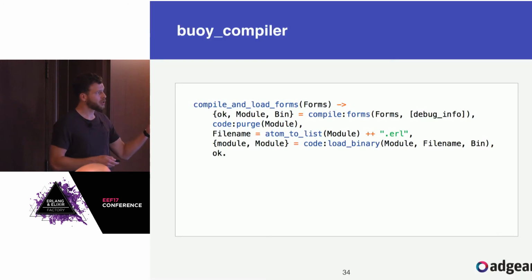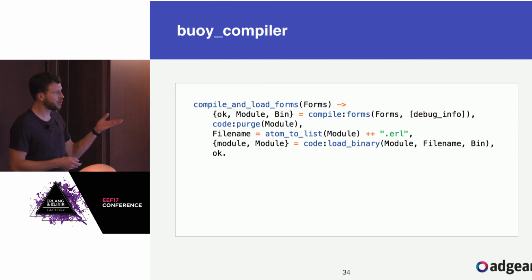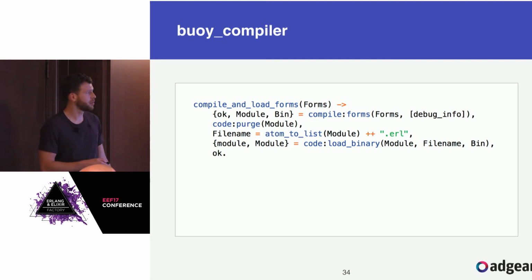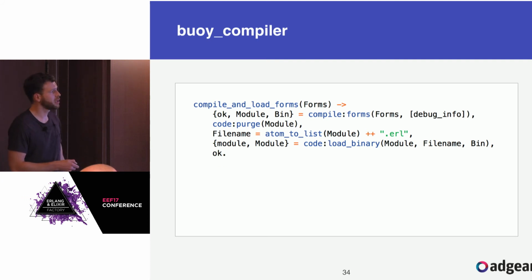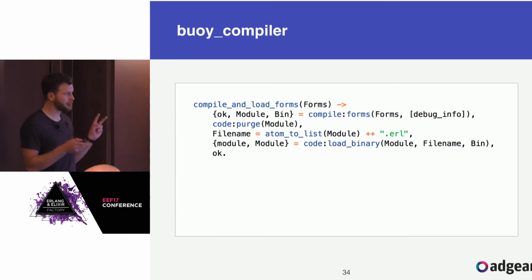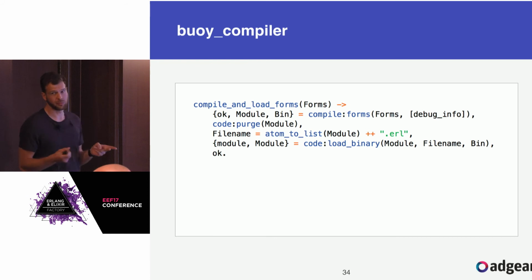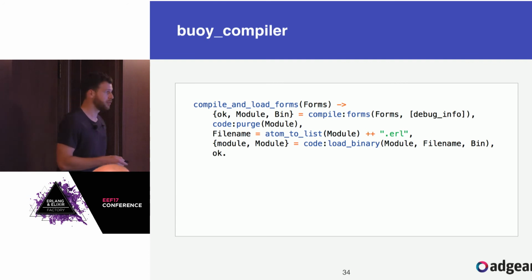And the compile and load forms is basically I compile the forms from that AST. It generates a module and a binary. Well, the module is just the name of the module and a binary. We purge the old module, create the module name, because we need a module name to do load binary for some reason. And then we load it dynamically at runtime.